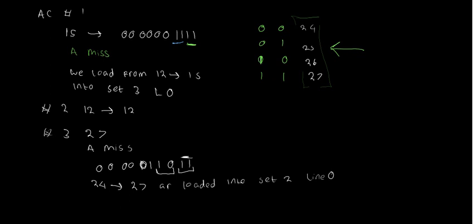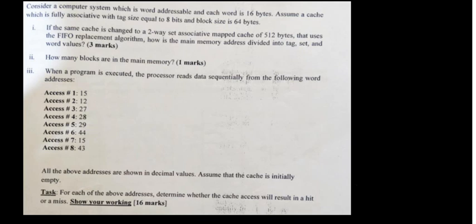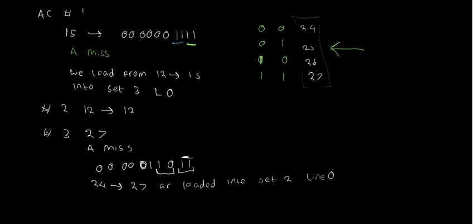Then now we're going to go to access number 4. How many accesses are in here anyway? 8. Okay, halfway. Access number 4, 28. We haven't loaded in 28 yet, so this is automatically a miss. So what do we do? First of all, we convert this 28 into binary, which is going to be 1 1 1, then we're going to have 0 0, and then the remaining here is going to be 1 2 3, 1 2. So yeah, that's it in 10 bits.